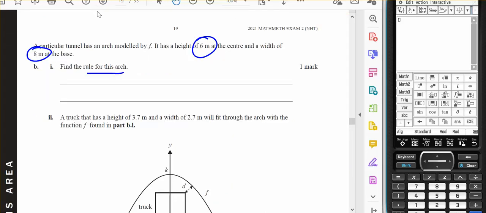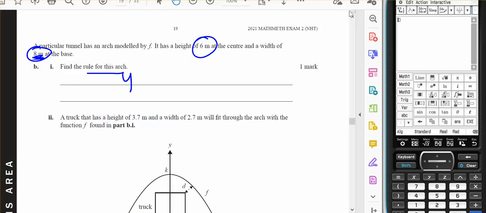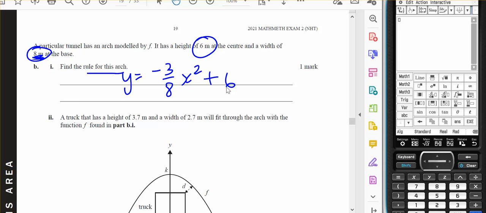Let's read the question again. Base 8, therefore c is 4. So that's 4. So that's 16, so a equals minus 3/8. So I've got y equals minus 3/8 x squared plus, dreadful memory, 6.